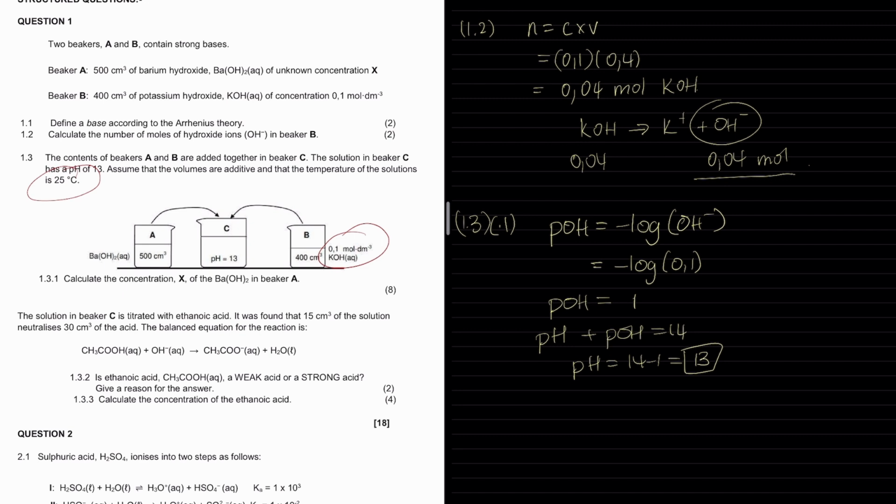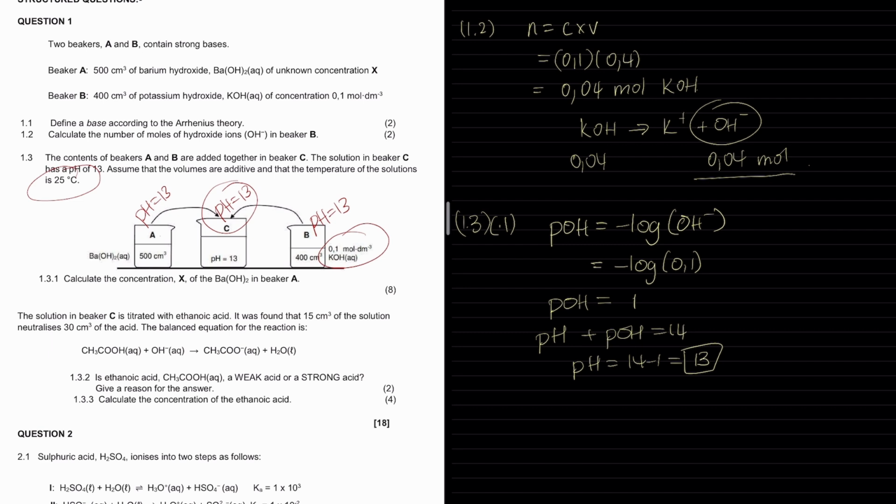So from here, I thought about it. I said, okay, this has a pH of 13. And this has a pH of 13. So this must have a pH of 13. Otherwise, if we added them, then the pH of C won't be 13. I thought that if you're adding B, which has a pH of 13, and you're adding A, if it had anything other than a pH of 13, it's not going to give you a pH of 13 for C. So all of them should have a pH of 13.